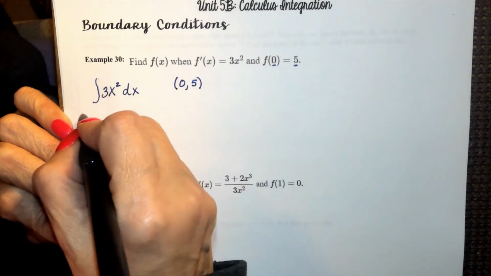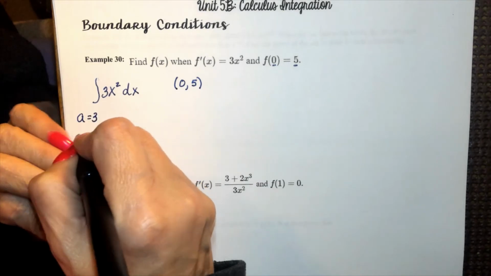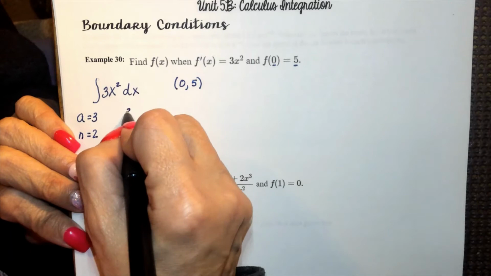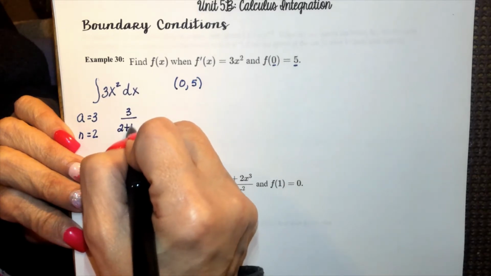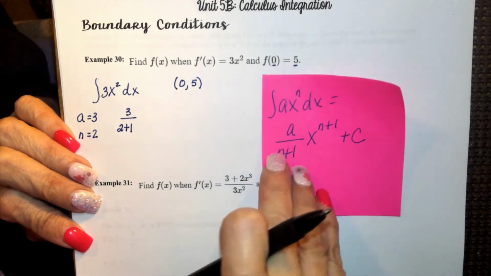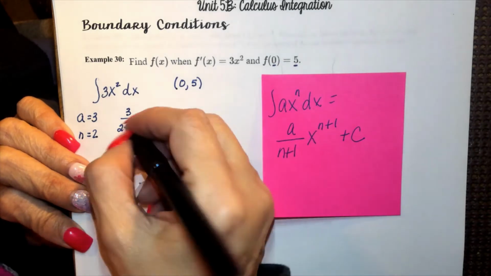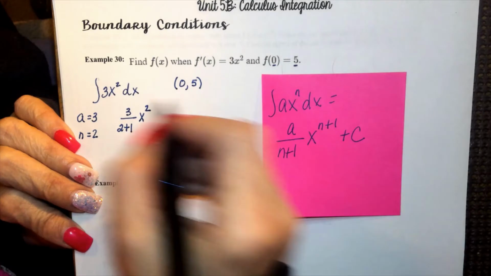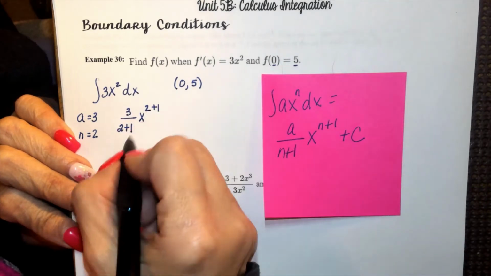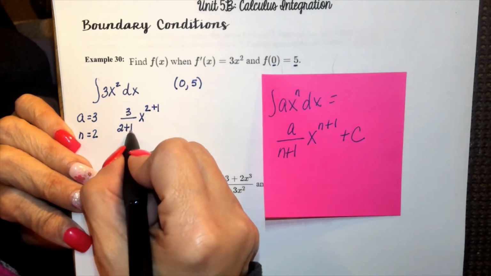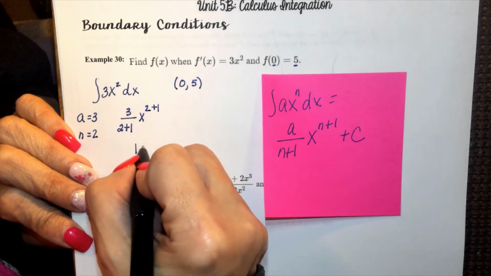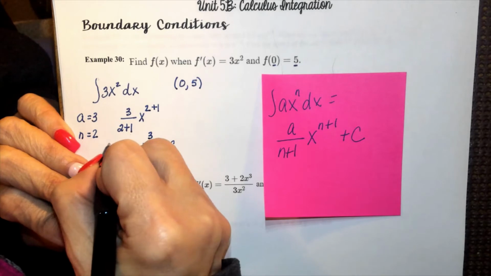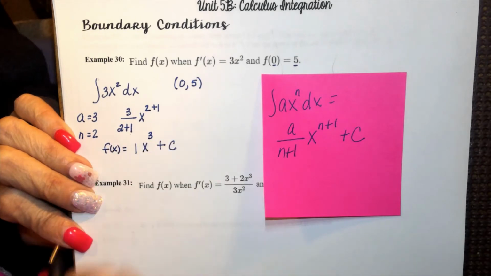All right, so I'm going to do a equals 3, n equals 2. I'm going to take the integration here. So that's going to be 3 over 2 plus 1. And again, if you need it, I'm using this rule right here. Times x squared plus 1, because you have to add that 1 on there. So this is 3 over 3, which is really just 1, x to the third power, plus c. So this is my f of x.